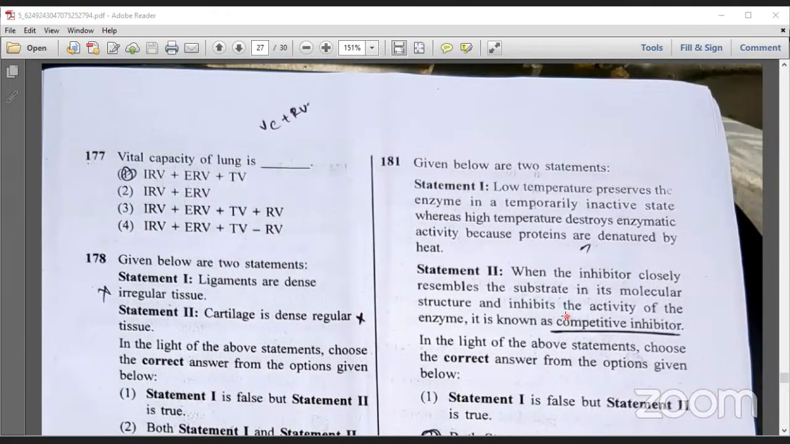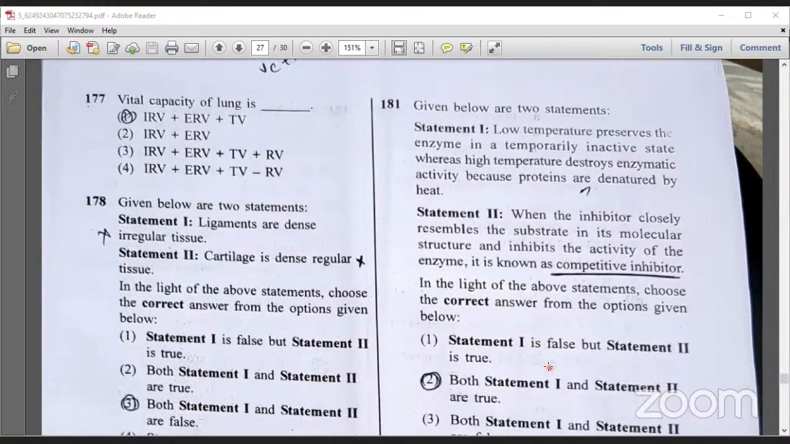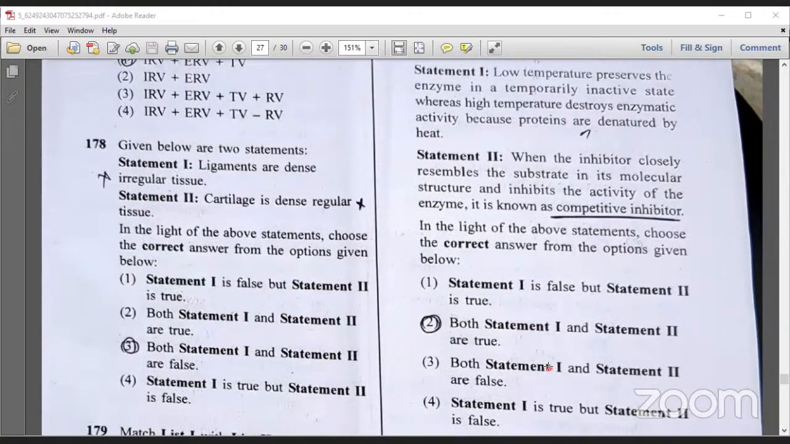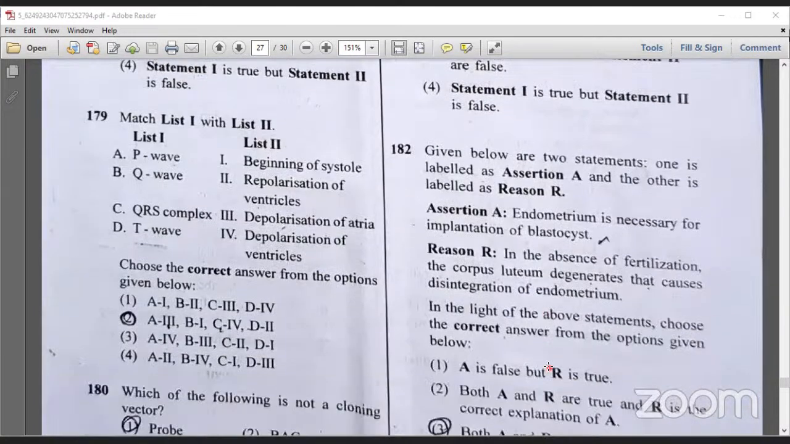Then 181, two statements are there. When we talk about the first statement, we know when the temperature is low, the enzyme activity will be less. So they'll be in inactive state. When the temperature is high, they'll become denatured. Statement 1 is true. Statement 2, when we talk about the inhibitor, when its structure is the same as that of the substrate, it is a competitive inhibitor. So both these statements are true.